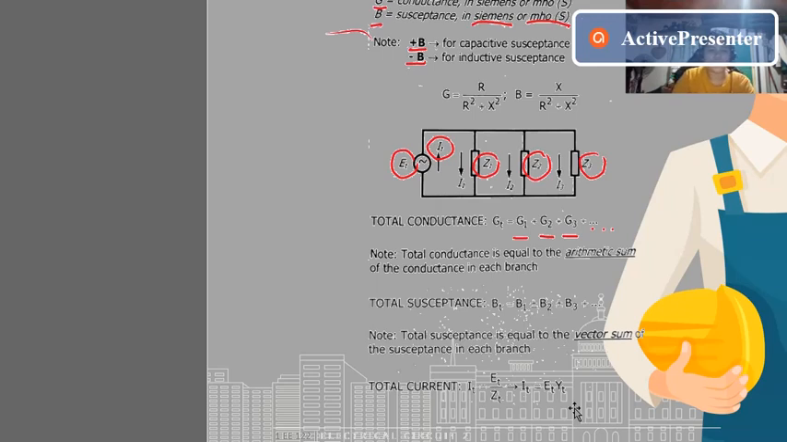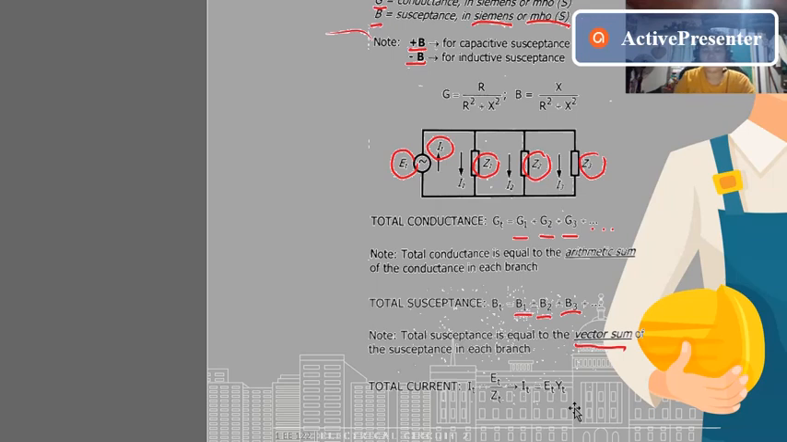For our total susceptance, BT is equal to B1 positive or negative, B2 positive or negative, B3. So our susceptance is equal to the vector sum of the susceptance in each branch.